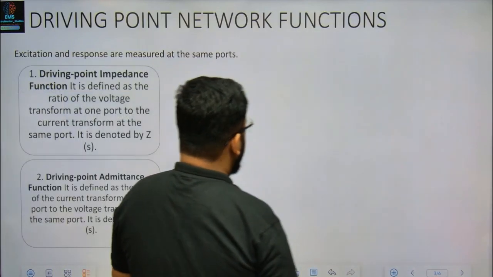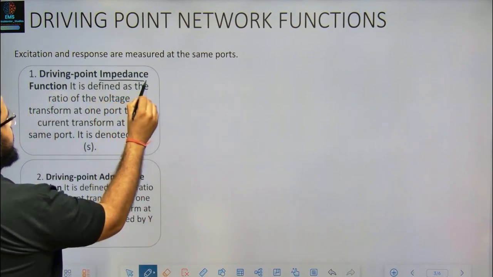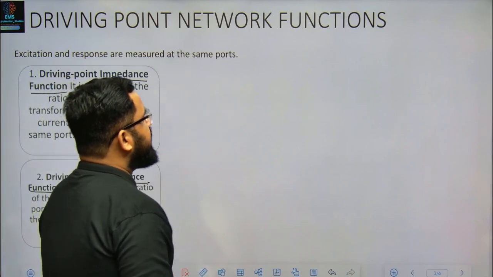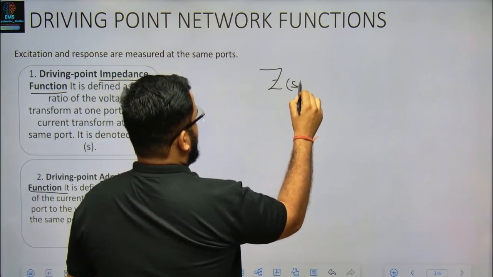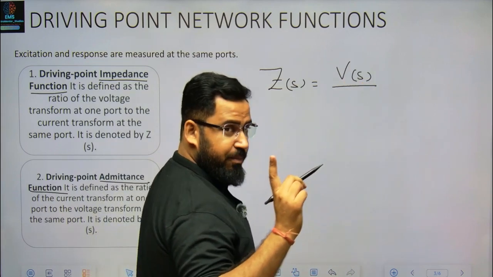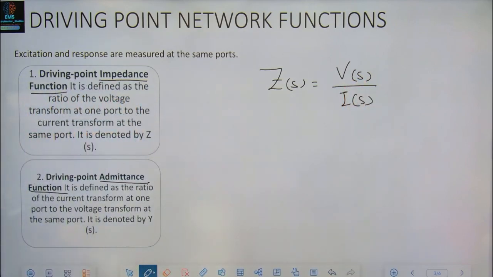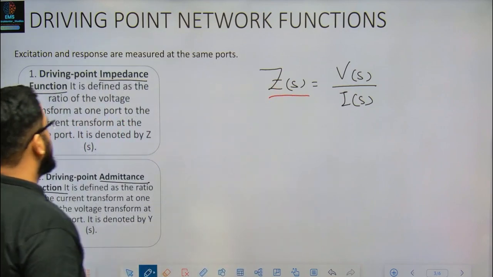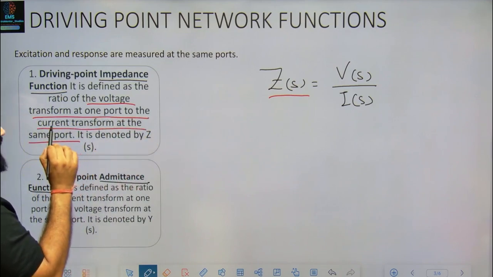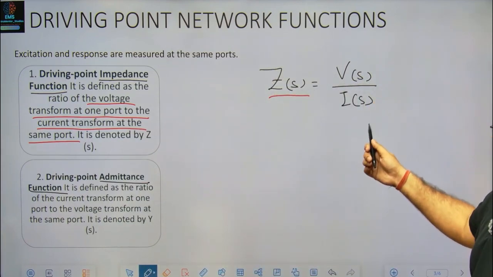Moving ahead, let us talk about our driving point function. We have two driving point functions: one is the impedance function and the other is the admittance function. What is my impedance function? My impedance function Z(s) is defined as the ratio of voltage at a port to the current at the very same port. If you take the voltage transform at one port to the current transform at the same port, this gives us the driving point impedance, voltage by current.